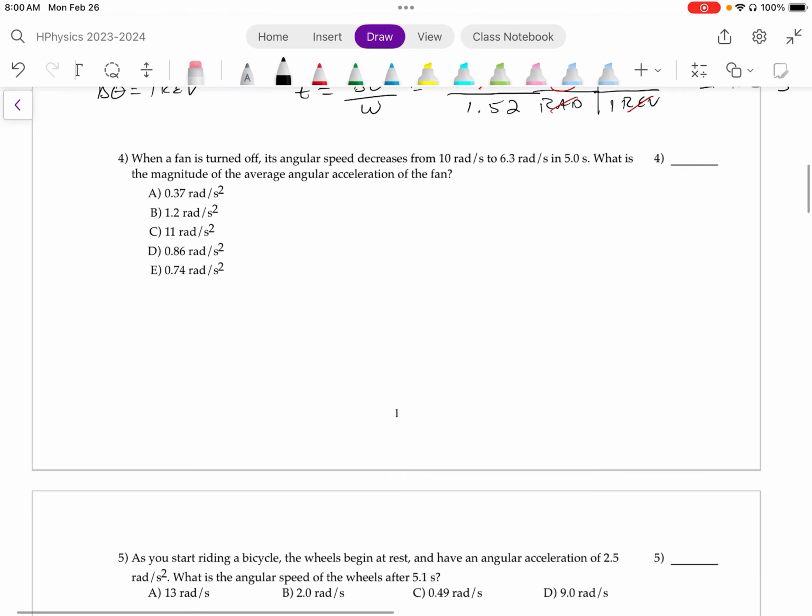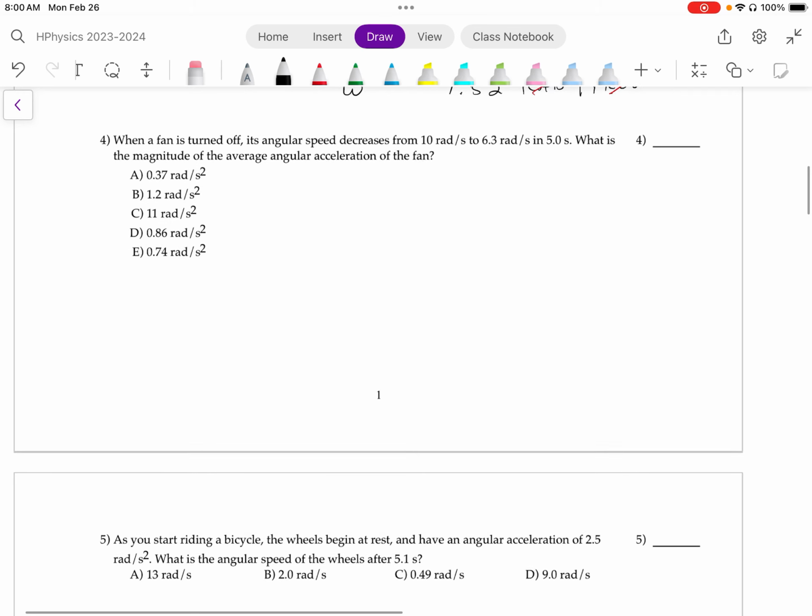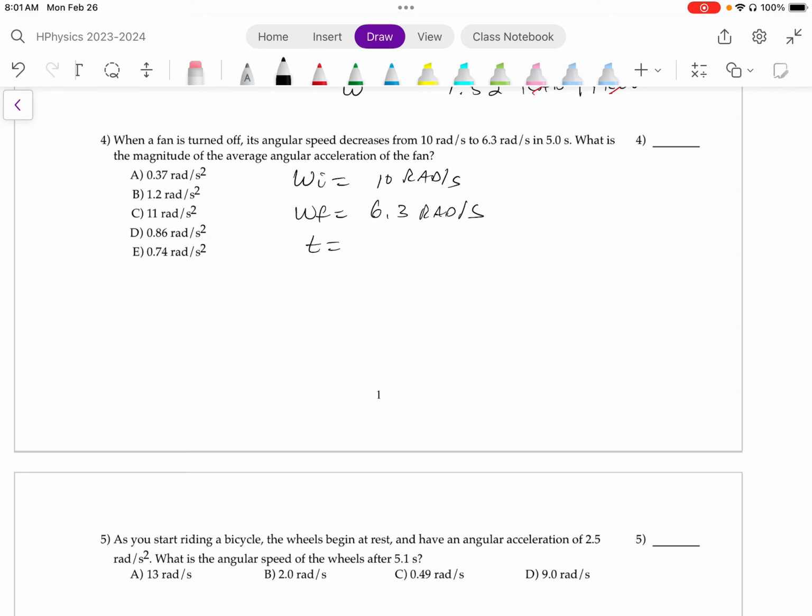Number 4, when a fan is turned off, its angular speed decreases from 10 rads per second to 6.3 rads per second in 5 seconds. What is the magnitude of the angular acceleration of the fan? Well, what was the data given? The initial angular speed is 10 rads per second. The final angular speed is 6.3 radians per second, and the time that was given was 5 seconds.